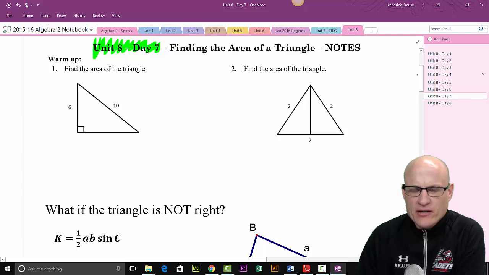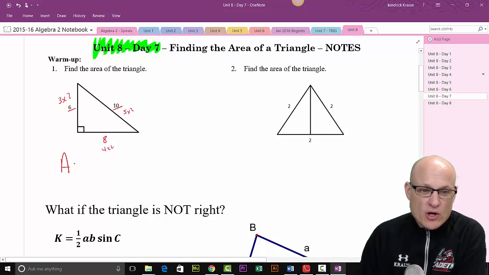I already know how to find the area of a triangle. No, you don't. This is a 3, 4, 5 right triangle. This is 8. Multiple of 3: 3 times 2, 4 times 2, 5 times 2. We'll get there.